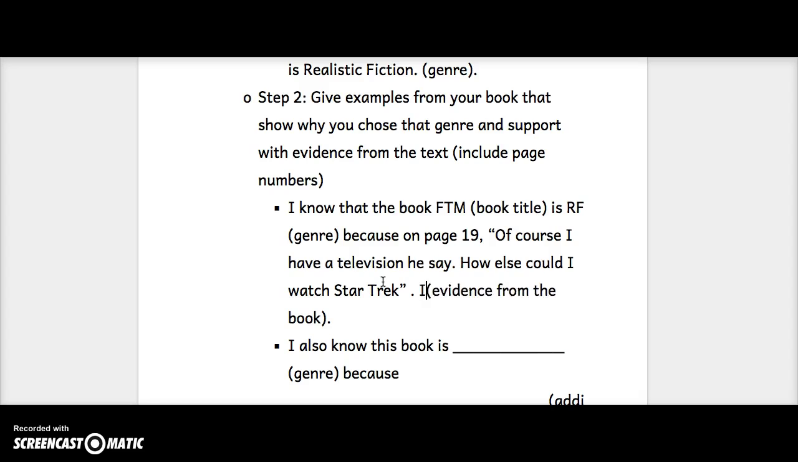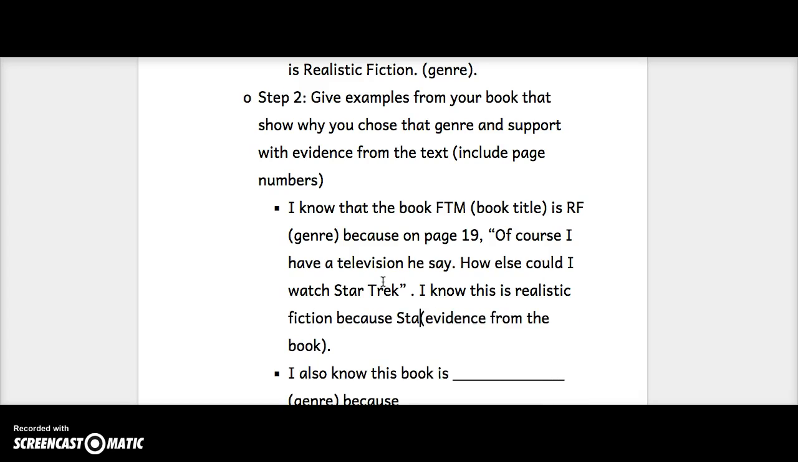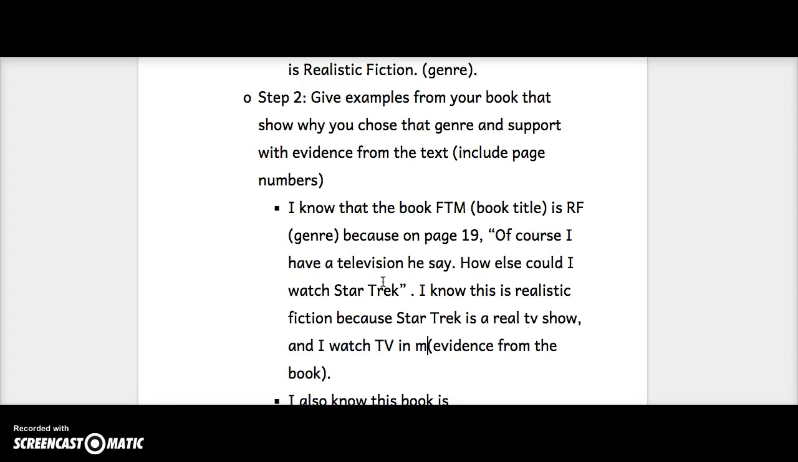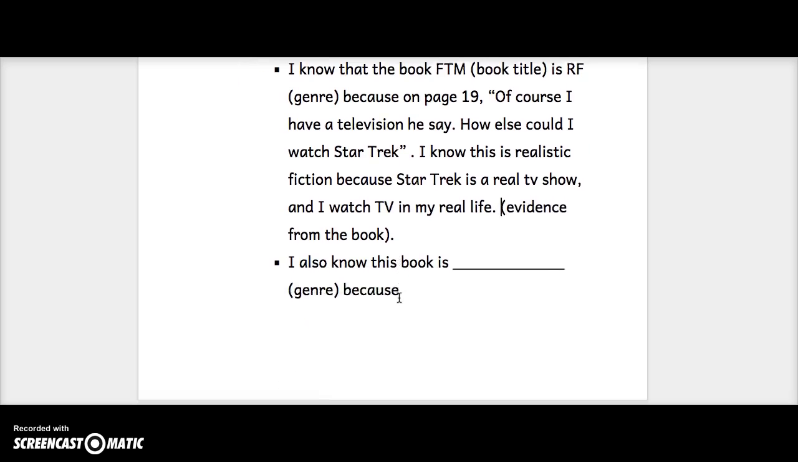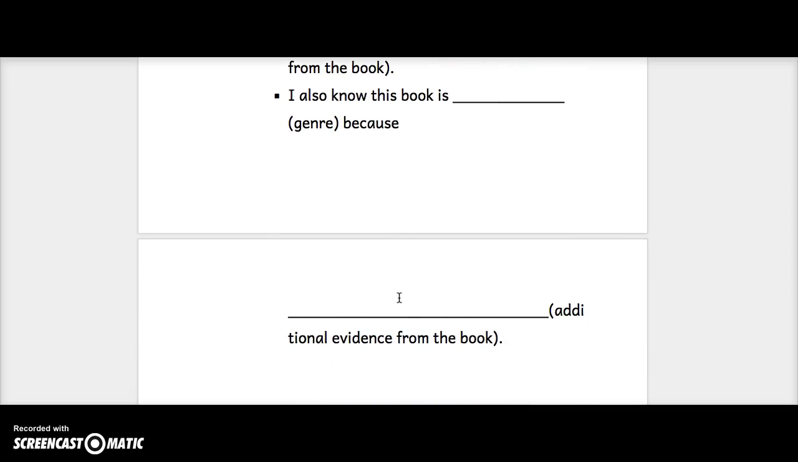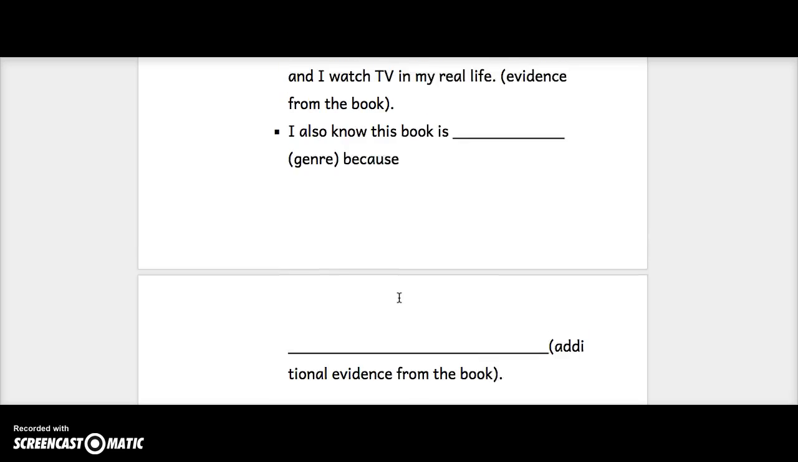And I'm going to say, I know this is realistic fiction because Star Trek is a real TV show and I watch TV in my real life. What I'm going to do then is I'm going to give another example of how I know the book is realistic fiction. And that's what I'm going to need to do for this I can statement.